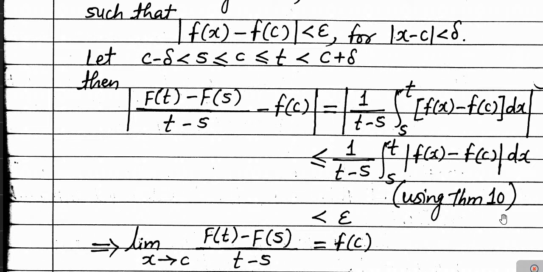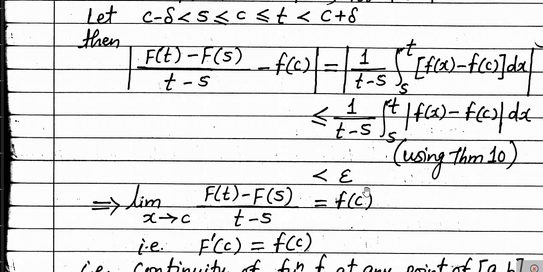In theorem number 10, we have proved that modulus of integration a to b f(x) dx is less than or equal to the integration a to b modulus of f(x) dx. So we have used that here. Now this quantity is less than epsilon, which means that the modulus of capital F(T) minus capital F(S) upon T minus S, minus f(c), is less than epsilon. As this difference is less than epsilon, as x tends to c, this quantity is equal to f(c).